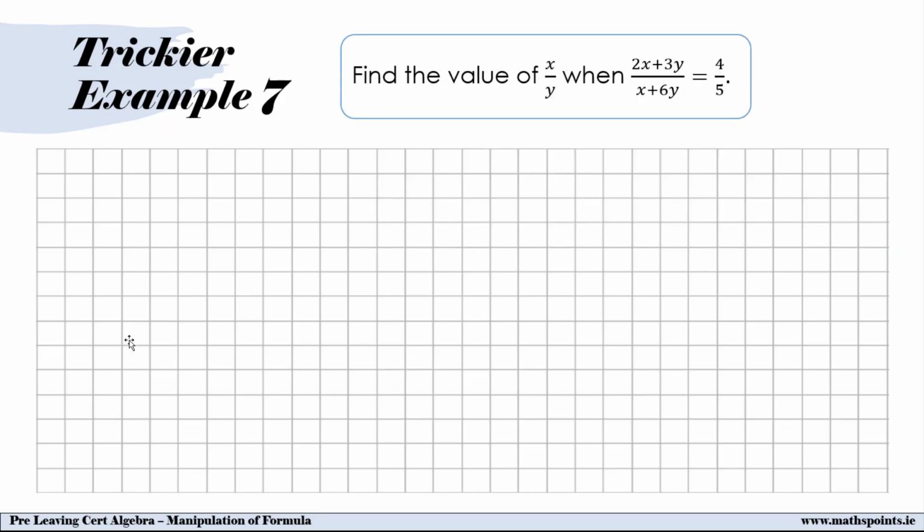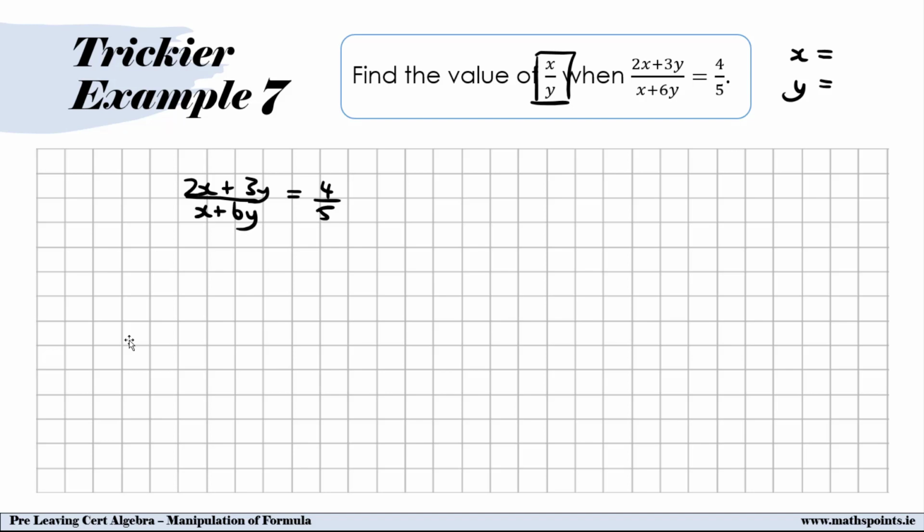So in example 7, we are given that 2x plus 3y over x plus 6y equals 4 over 5, and we're asked to find the value of x over y. Now because we have one equation but two variables, it might initially seem difficult to find x over y, but we're not actually being asked to find the values of either x or y individually, just the value of x over y. And so this is possible, and we'll run through the steps on how we might do that.